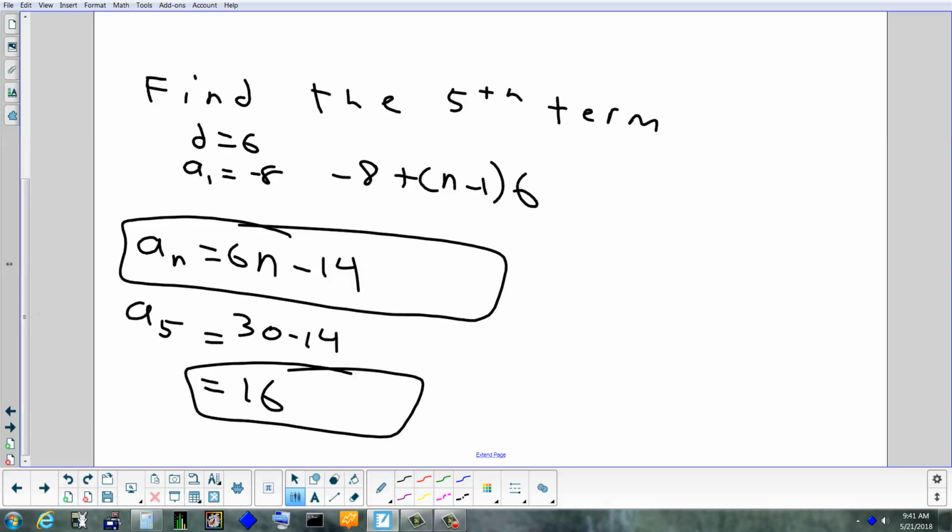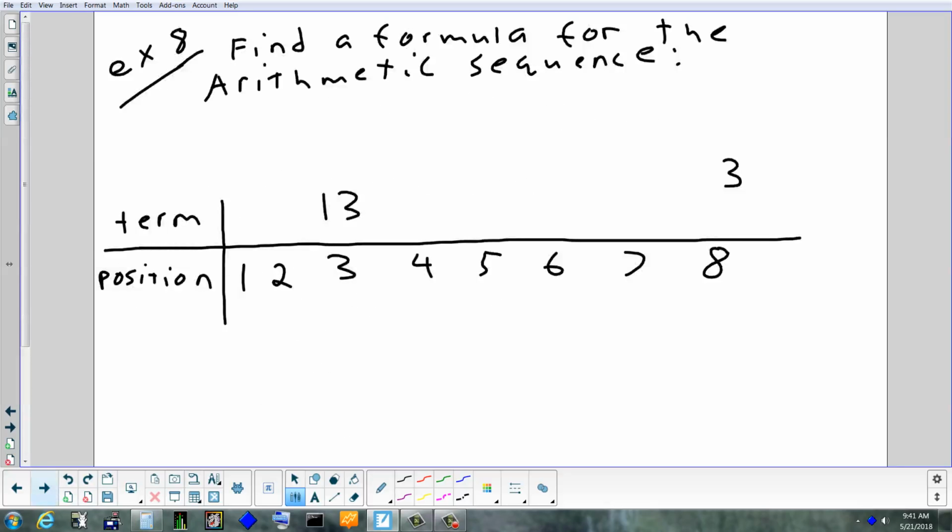Let's try one different. So here they want a formula for the arithmetic sequence, but you're missing the first term and the common difference, but they've given you enough information, you should be able to find it. How could you figure out what the first term is here? What could you do?